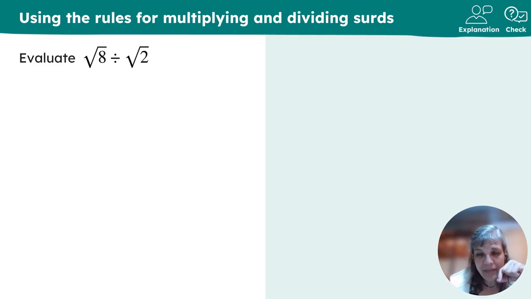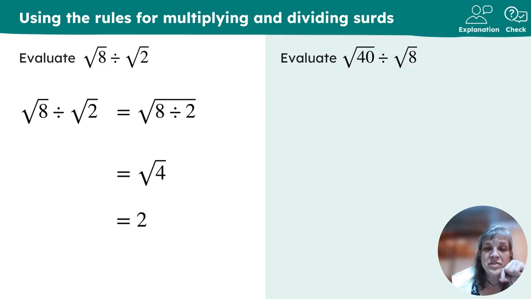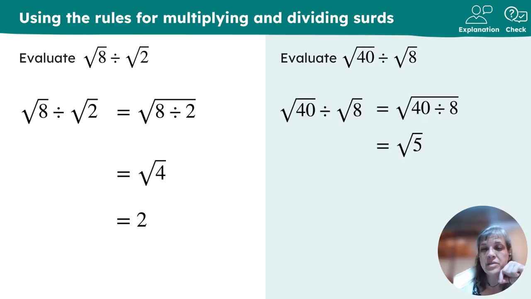When you're dividing, you can take root 8 divided by root 2 and just imagine that they're all under one root sign. So root 8 divided by 2, root 4, which just is 2. If you have something like root 40 divided by root 8, you can just divide those two numbers and get root 5.